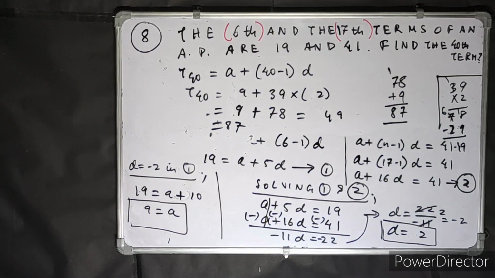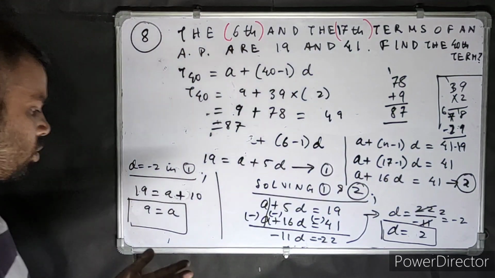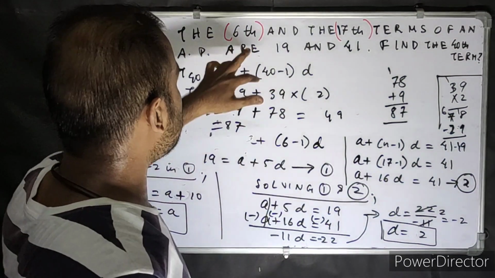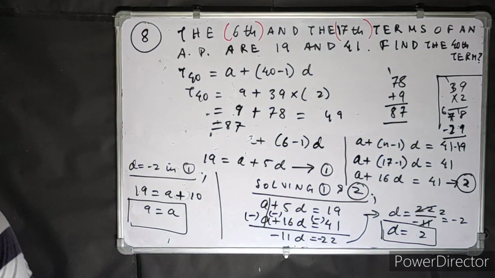Of course, it couldn't be negative, students, because if it was negative, then it wouldn't match the question. Sometimes you have to understand how you made a mistake, because you will not have the answer with you. So you must know where you made a mistake. The 6th term is 19 and the 17th term is 41. First of all, let me check the answer. The 40th term is 87.